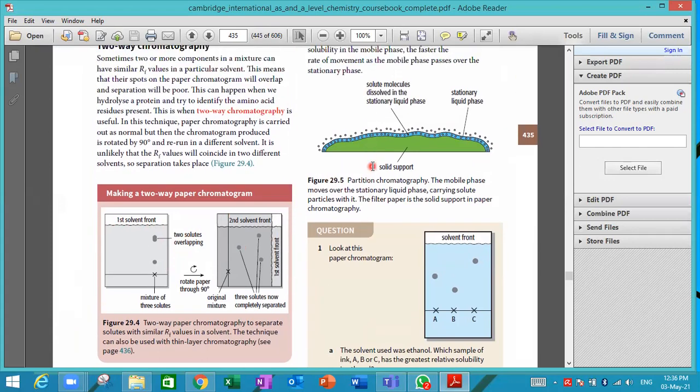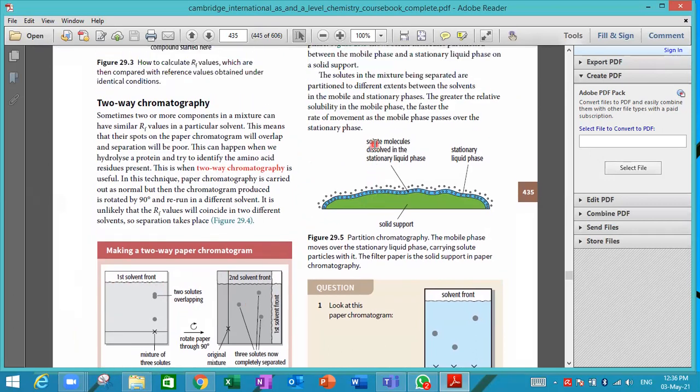In paper chromatography, we usually use a sheet of filter paper or a cellulose paper, and we said that the mode of separation, how the components in a mixture separate, depends upon the different solubilities of the solute between the mobile phase and the stationary phase. We said that we have a stationary phase, which is the phase that does not move, and the stationary phase here is the filter paper.